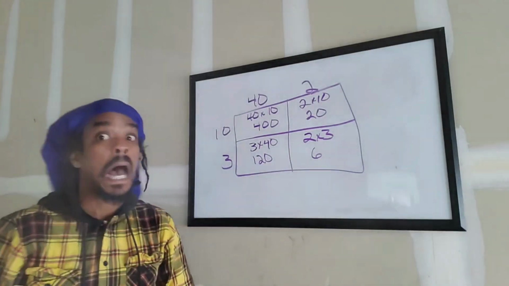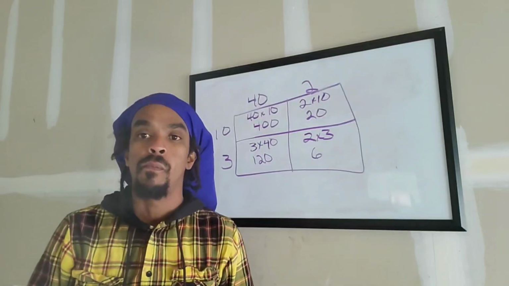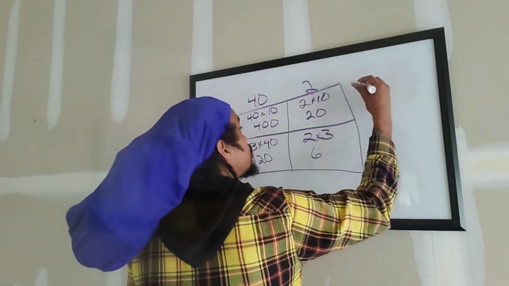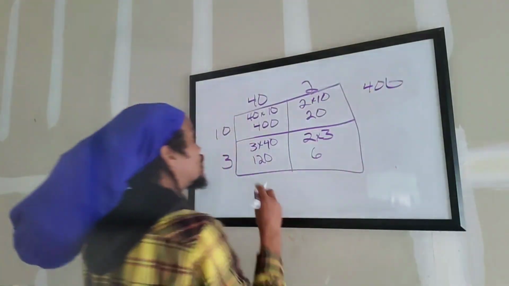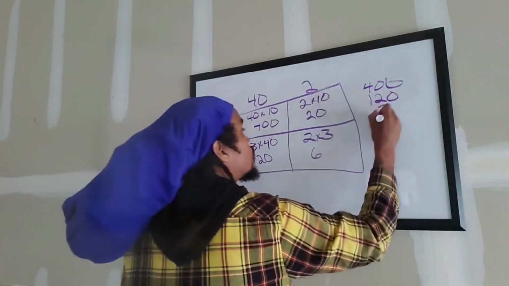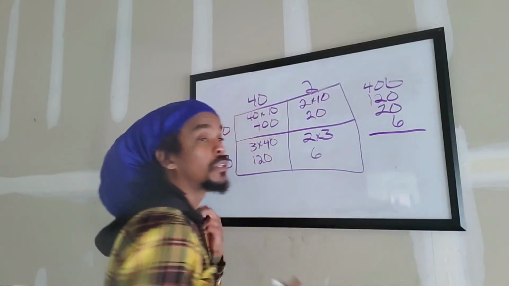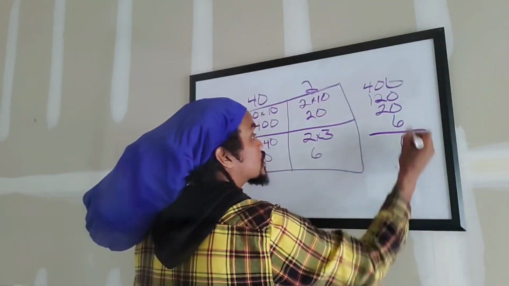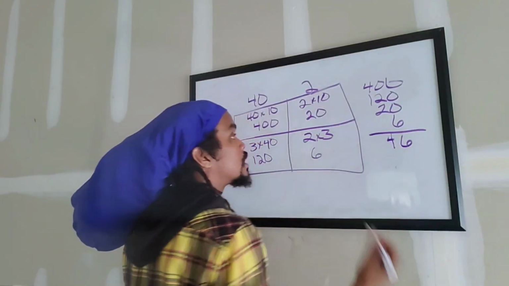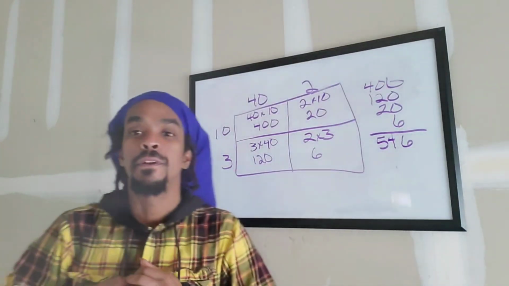Are we done? No, we ain't done yet. We didn't get an answer, right? How do we get our answer? We got to add up the boxes. Let's get it. All right, so we got 400 plus 120 plus 20 plus 6. And y'all shouldn't have any trouble adding this up. 6 in our ones place. 2 plus 2 equals 4 in our tens place. And 4 plus 1 equals 5. So our answer would be 546.